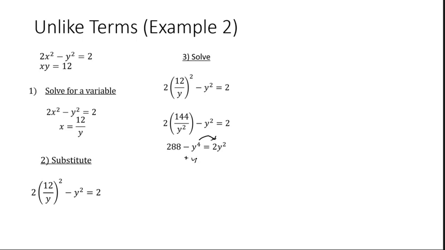And so we can add y to the 4th to both sides. That would cancel over here, and then you can subtract 288 from both sides to bring the 288 over here. So what we have now is y to the fourth, plus 2y squared, minus 288 equals, and then there's 0 on the other side. So what we have is an equation that we can solve.